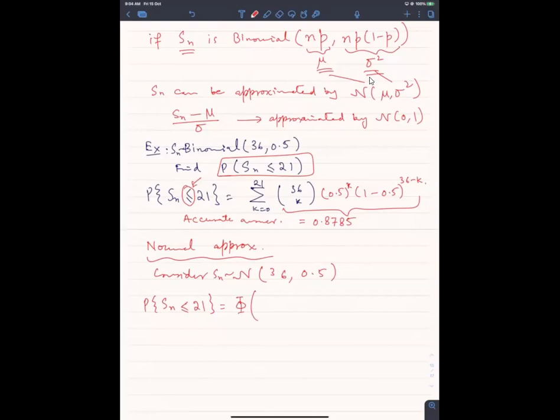Sn minus its mean, divided by the square root of 0.5. So this would be 21 minus 36 divided by the square root of 0.5, which was the variance here. This will give you some value. I'll tell you shortly what that value is.